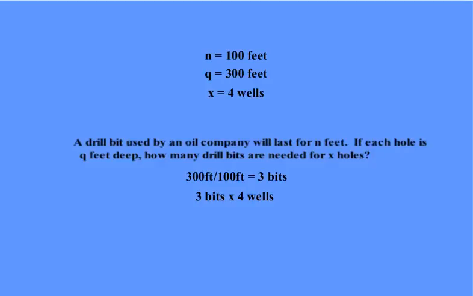So now let's just substitute the letters back in for the numbers. Q goes where the 300 feet is. N goes where the 100 feet is. And you multiply that by x. So that's going to give us qx over n. Put numbers in there so you can make these things make sense.